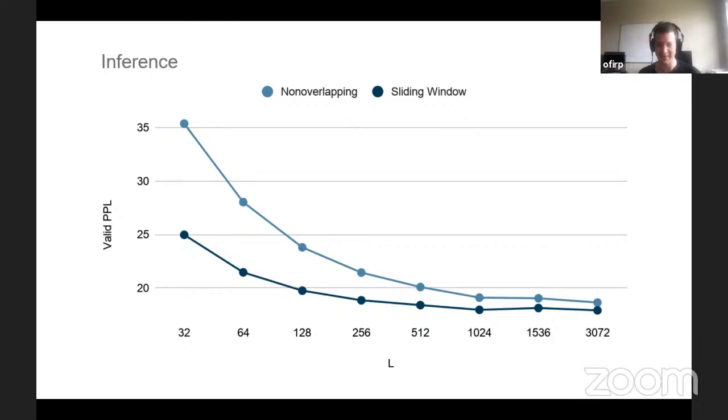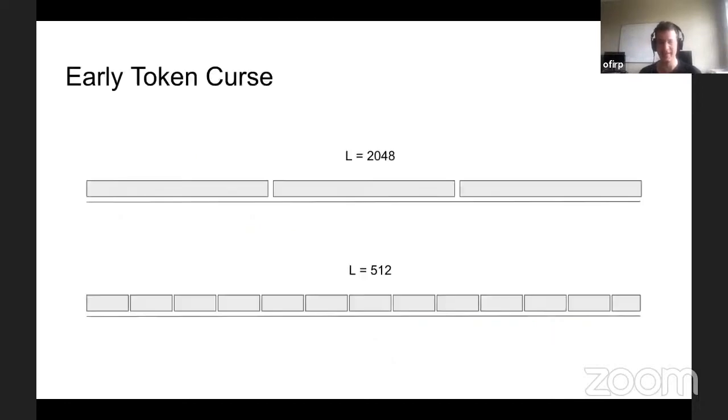So why do we think sliding window inference helps so much? I think it's pretty obvious, but we talk about this a bit in the paper. We call this thing the early token curse. If you have two different language models, and one of them has inputs of size 2,000, the other has inputs of size 500, and you have this evaluation set that you want to evaluate with each of these language models, then this really obvious thing occurs where the bigger language model has much more context for each one of its predictions than the smaller context language model. Because the smaller language model has to kind of start over every 500 tokens.